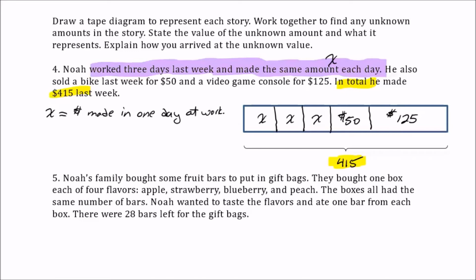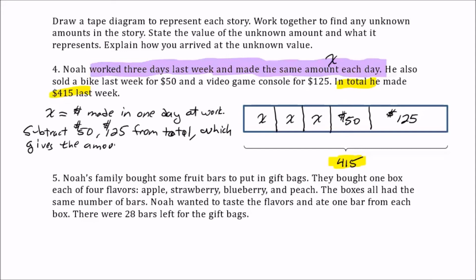All right, so how might we figure that out? Well, we know he made $415 total, so the first thing we should probably do is subtract the $50 and the $125 from the total. And that will tell us how much he made in 3 days, let's say, which gives the amount made at work in 3 days.